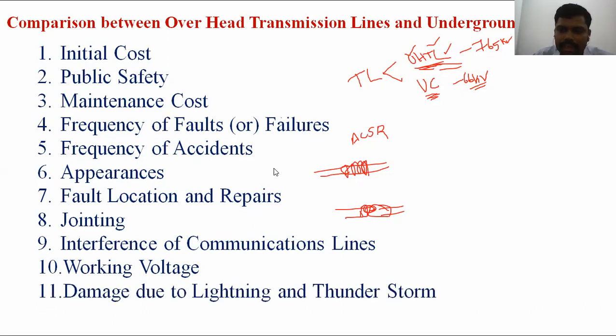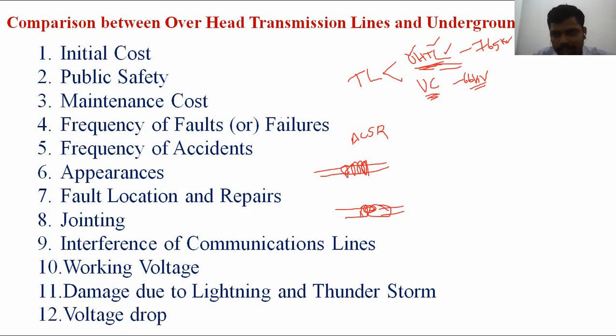And damage due to lightning and thunderstorm. The lightning and thunderstorm problem occurs only in the overhead transmission line. It does not occur in the underground cable. As the operating voltage increases, that is, 132 kV, 220, 400, and then 765 kV, it is affected. The lightning and thunderstorm do not affect the distribution system, that is 400 volt and then 11 kV. Only the high operating voltages, that is 132, 220, 400, and 765 kV, are affected.